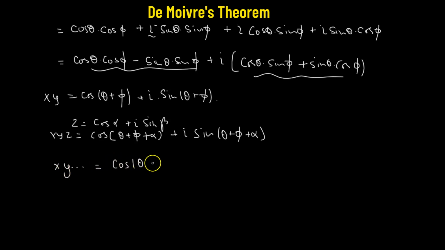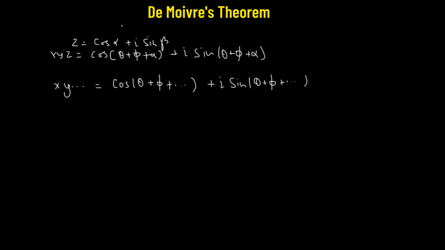to cosine of theta plus phi plus the rest of the angles, added to iota times sine of theta plus phi plus the rest of the angles. Next, we are going to use De Moivre's theorem. De Moivre's theorem states that whenever we have cosine of theta plus iota times sine of theta raised to the power of n, this becomes equal to cosine of n theta plus iota times sine of n theta.